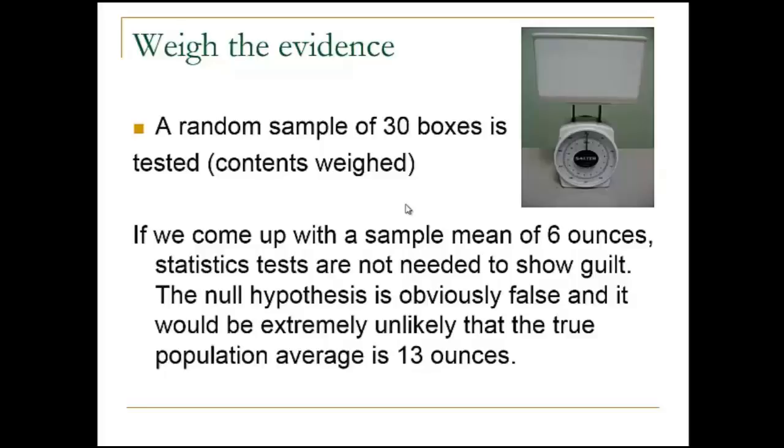So if you come up with 6, you don't really need hypothesis testing. The null is false. You reject the null hypothesis, because it's extremely unlikely that the true average of these boxes is 13 ounces.